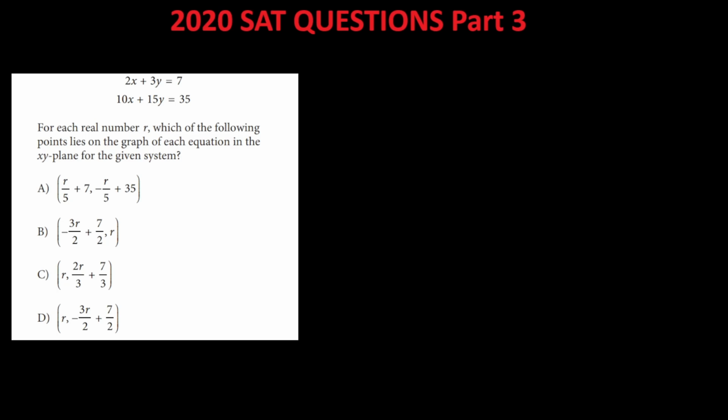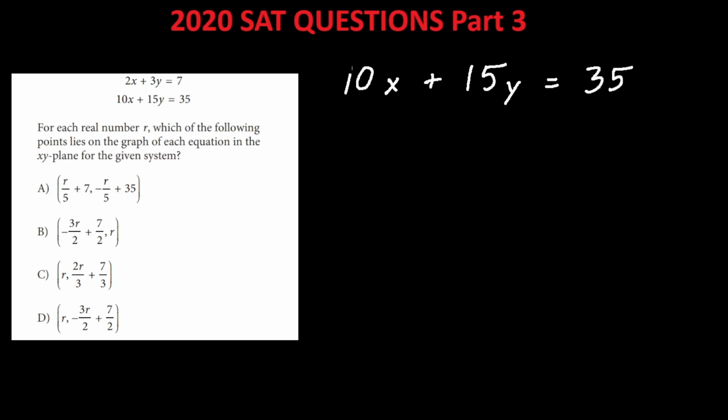For each real number r, which of the following points lies on the graph of each equation in the xy plane for the given system? The first thing that you need to observe in this system is that if I multiply each of these numbers by 5, I would get 10x plus 15y equals 35. So any of these points that satisfies one equation will satisfy both. So let's just work with 10x plus 15y equals 35.